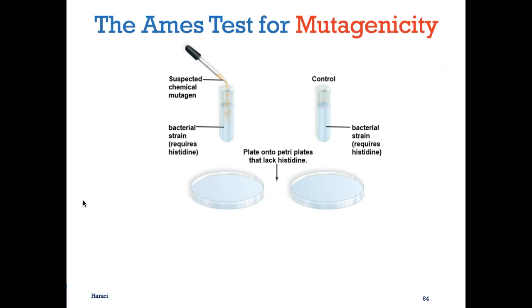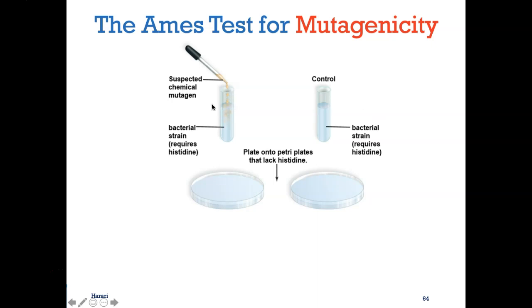So the Ames test is what's used by the FDA to see if a new chemical is mutagenic, if it could cause a mutation in DNA. So suppose you're a candy maker and you want to invent a new flavoring, but you don't want to put it in your candy if it can cause any mutations in DNA, right? If it could possibly cause cancer in that case. So you want to test it on bacteria first.